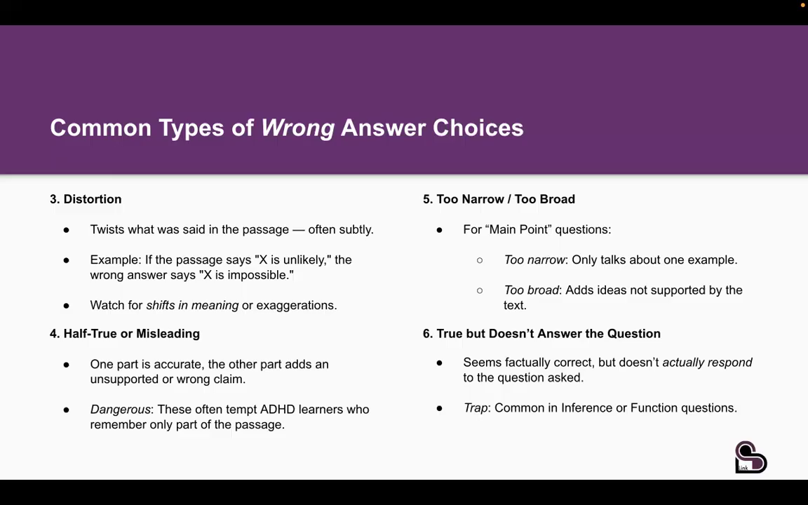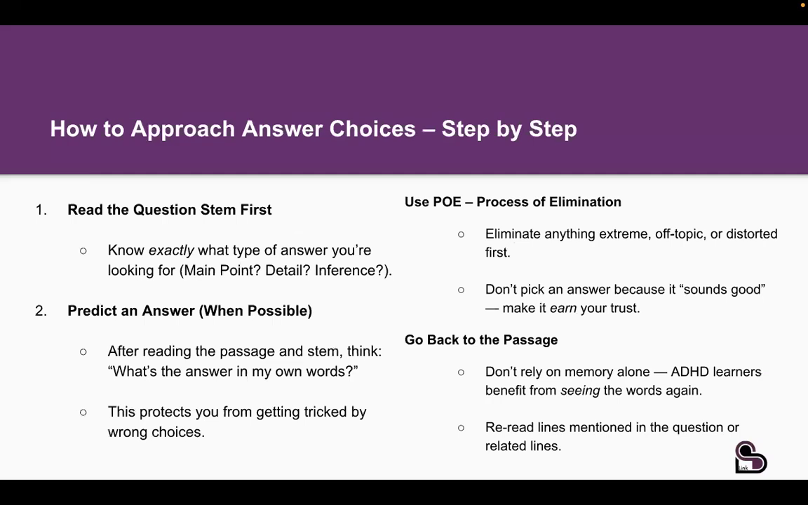True, but doesn't answer the question. So sometimes they'll take information that's accurate, but it's not responding to the question stem. Seems factually correct, but doesn't actually respond to the question asked. A trap common in inference or function questions. So how to approach answer choices step by step. Read the question stem first. Know exactly what type of answer you're looking for.